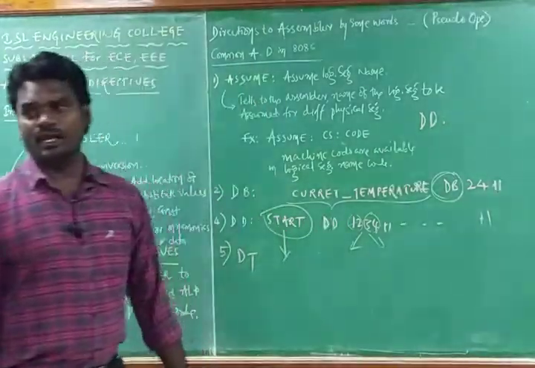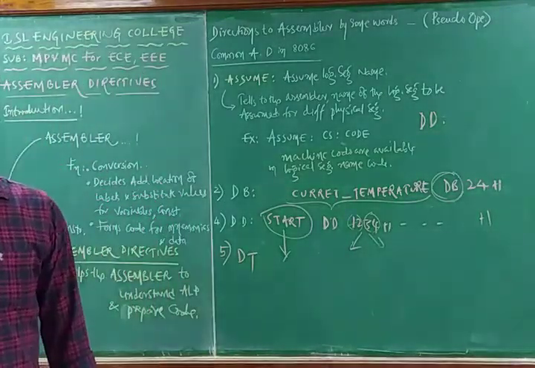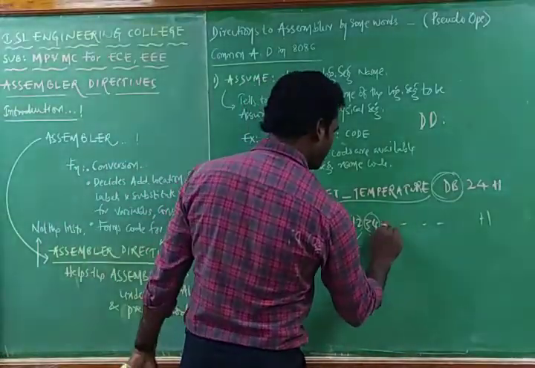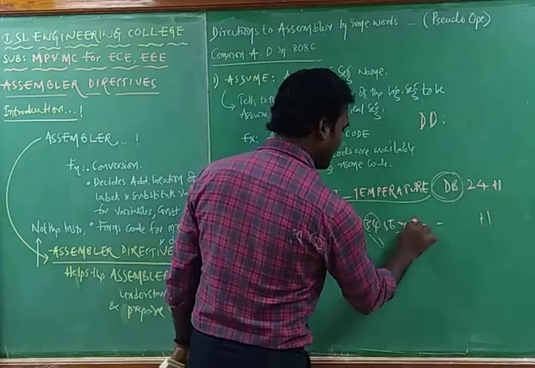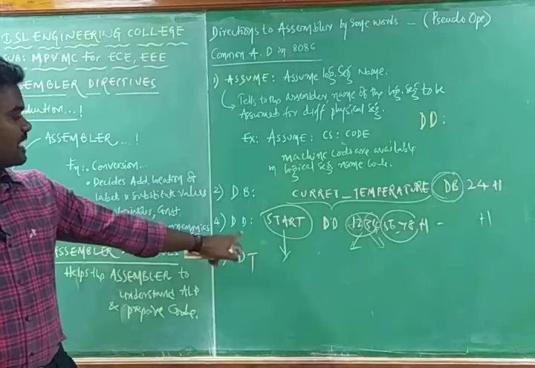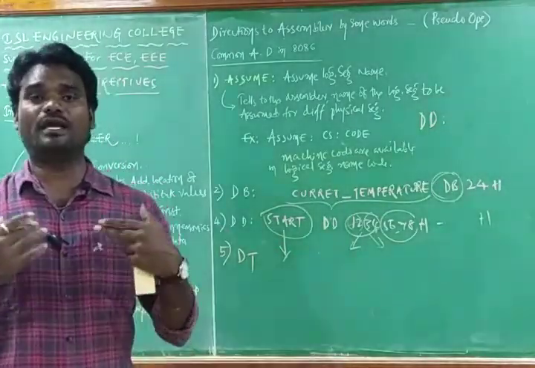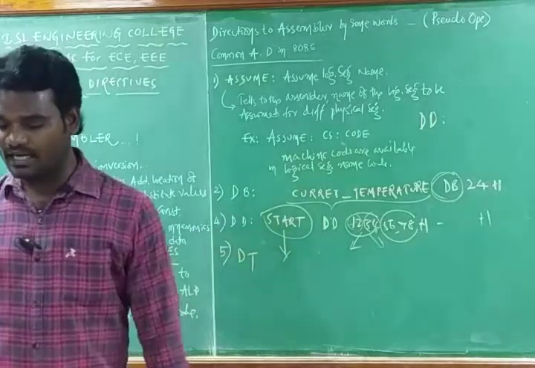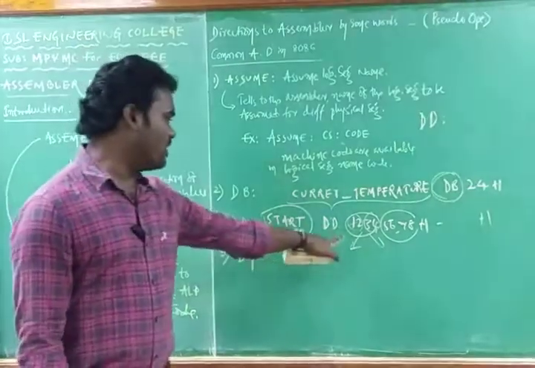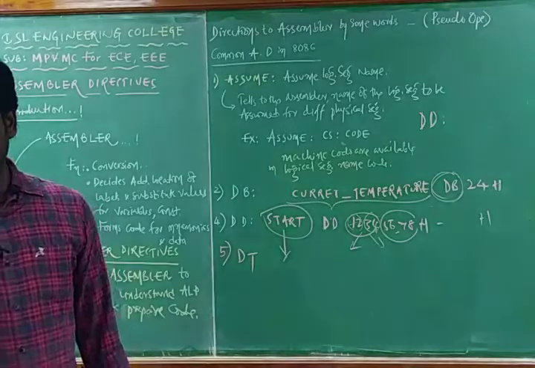DD stands for define double word, which is an assembler directive. In this example we are going to have two more words, so that is 1 2 3 4 5 6 7 8H, so that this is one word and this is another word. By using the define double word assembler directive, the assembler gets the direction to allocate the memory of the double word and the variable name, that is called start. Like that you can go with the define double word.